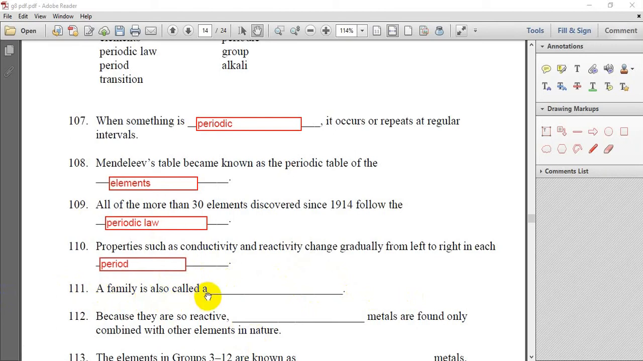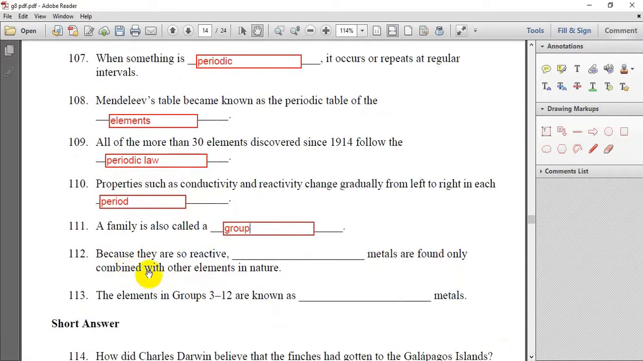Question 111: a family is also called, as you remember, a column. We call it a group, and they share the same physical and chemical properties. Question 112: because they are so reactive, metals are found only combined with other elements in nature. Do you remember the group of elements? We said that they are very reactive metals, and that's why we store them in oil. This was the first group in the periodic table, and we call them alkali metals, like sodium, lithium, potassium.